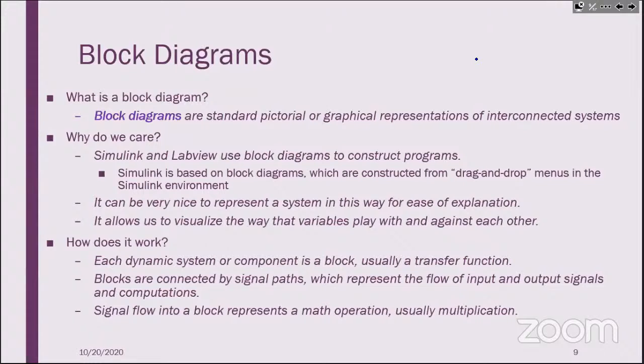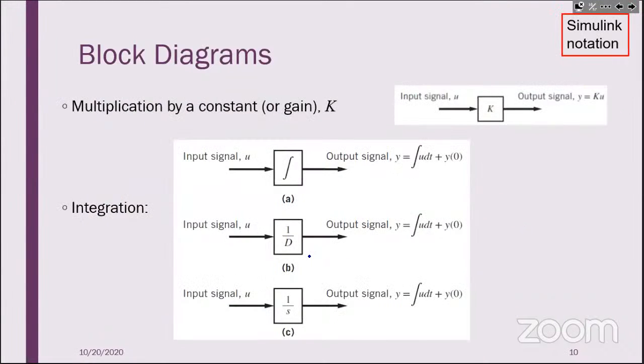Signal flow into a block represents a math operation, usually multiplication. We'll go over the standard types in a second. So, all right, what are we doing? We're making essentially a graphical depiction of our equations, right? Of our mathematical model. To what end? Because in a program like Simulink, you can pull off whatever signal you want and run it to a scope, right? So what do these blocks look like?